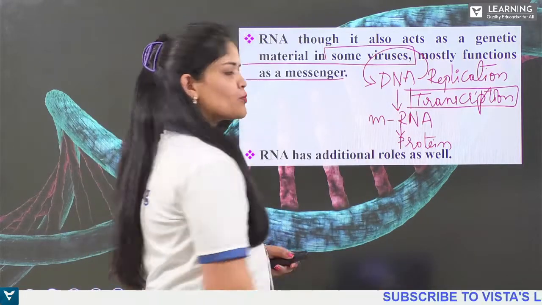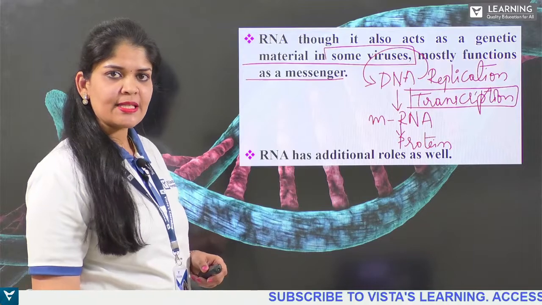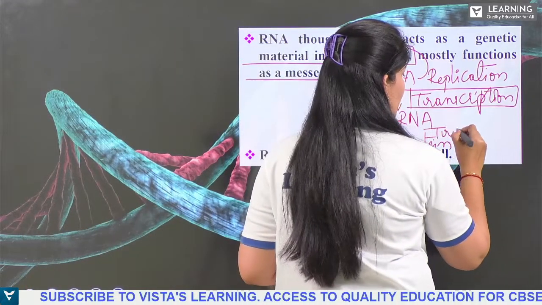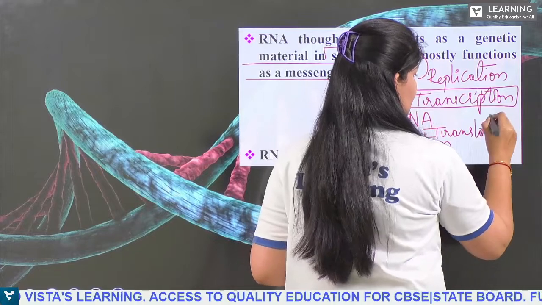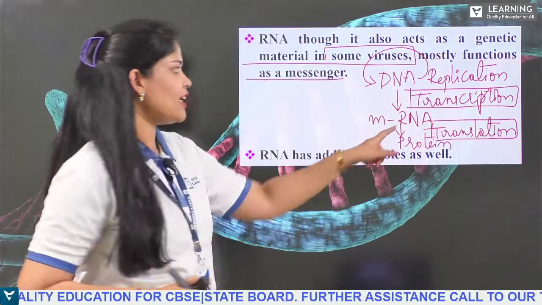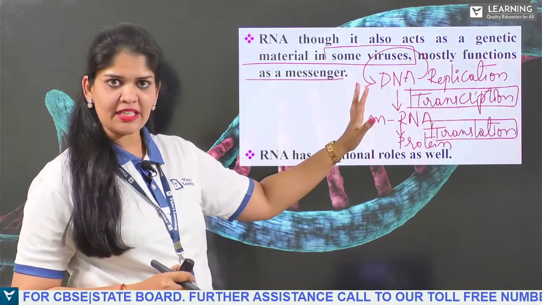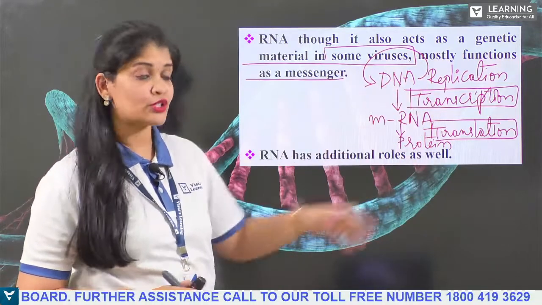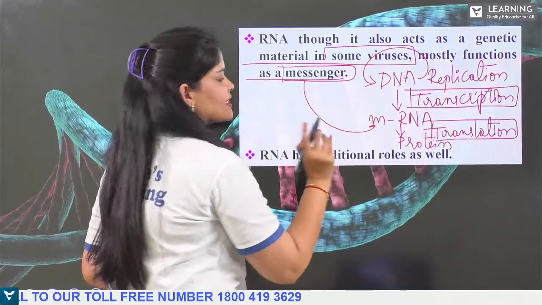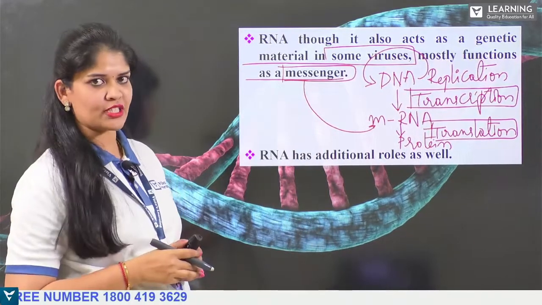Now, the process by which protein synthesis takes place by using the information present in the mRNA is called translation, right? See, RNA acts as a genetic material in some viruses, but it also acts as a messenger. That is what we call mRNA. It is acting as a messenger.